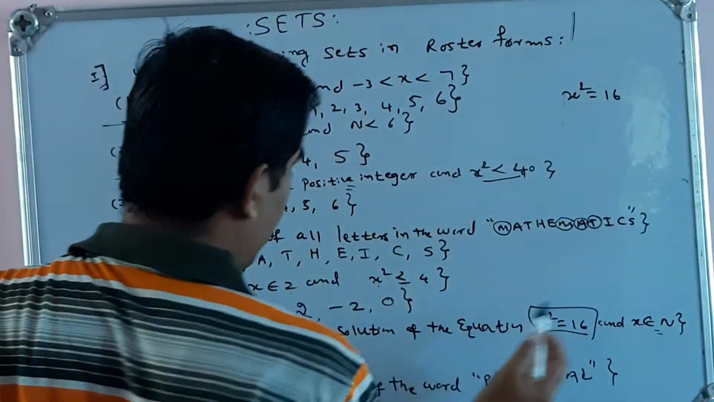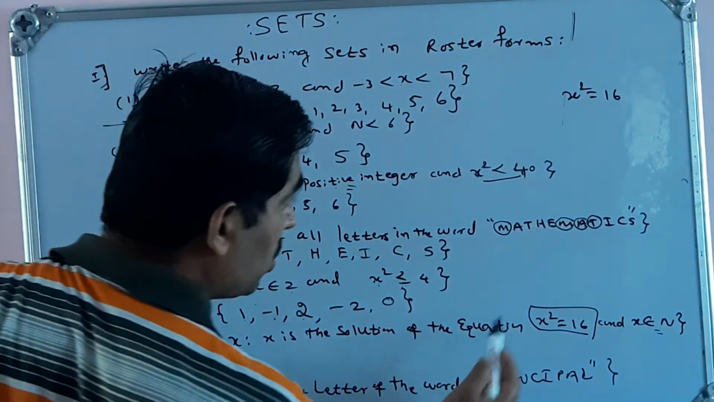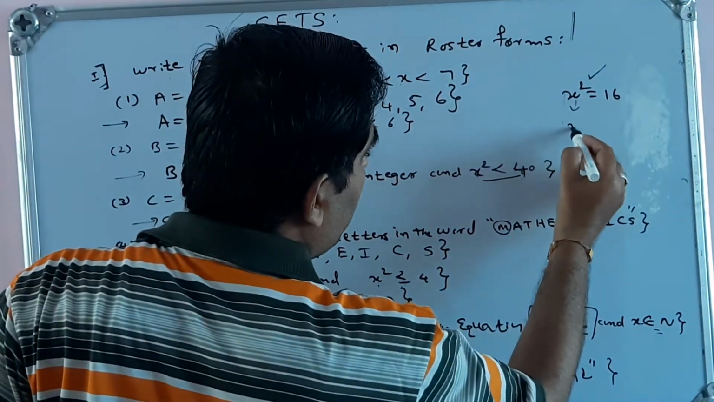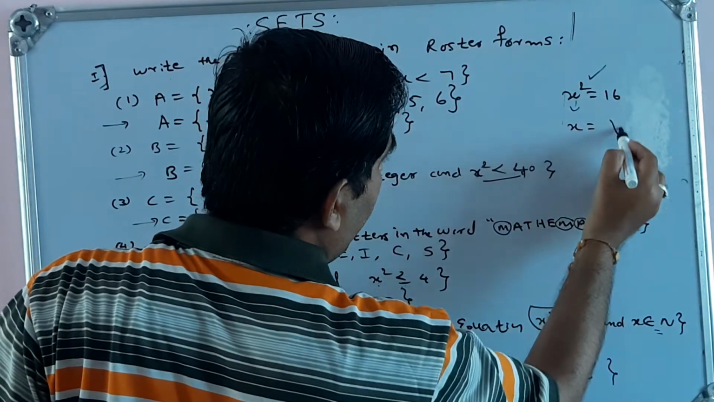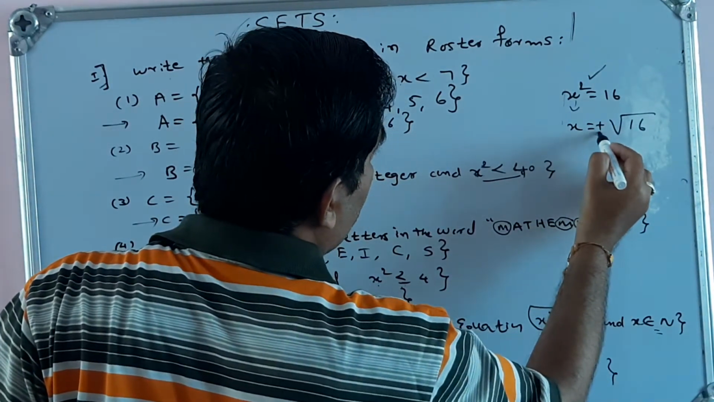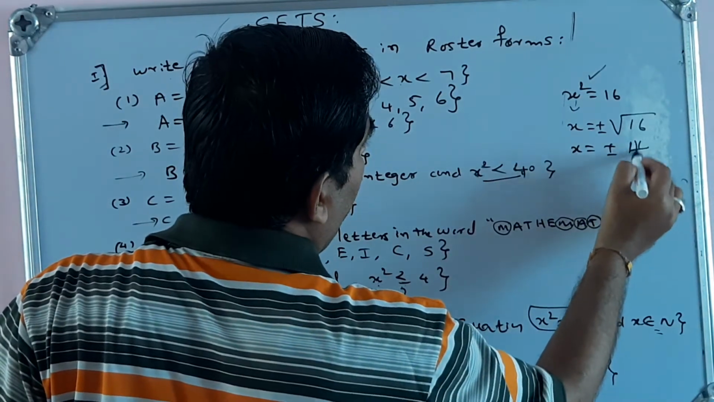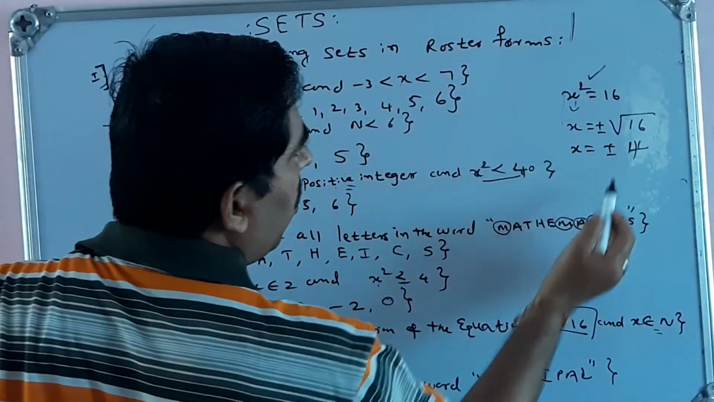So we have to solve for x here. x such that x is the solution. How do you solve this quadratic equation? x square is equal to 16 means x is the square root of 16. So I have to take plus or minus. What is the square root of 16? 4. So plus 4 and minus 4.